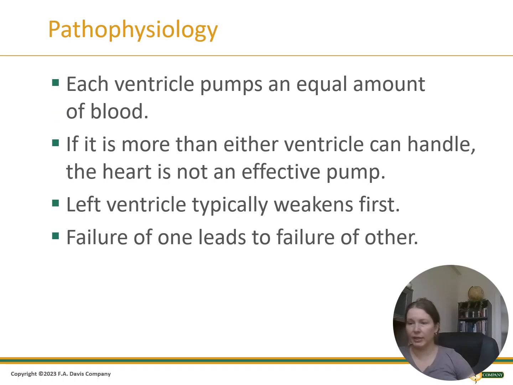Alrighty, getting into the pathophysiology. So under normal circumstances, each ventricle is going to pump equal amounts of blood. And that balance is going to keep moving our blood smoothly through our lungs and throughout our body. However, as one ventricle becomes weak and overloaded, our heart's not an effective pump anymore. Okay, so blood begins to back up, and then our pressures will increase behind that failing ventricle. Okay, most commonly, it's our left ventricle that is going to weaken first because that's having to work against higher pressures to pump the blood to the entire body.